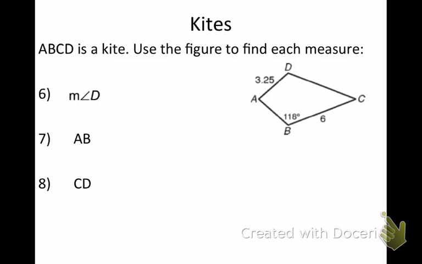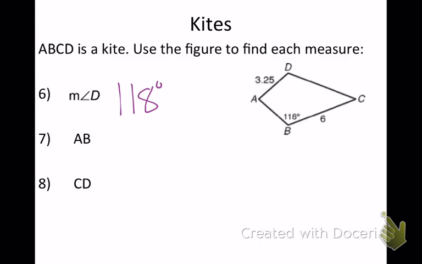All right, take a couple seconds, try these 3 on your own. This is just a little bit of information on kites. All right, number 6. Ty, what do you say here? Angle D. What's angle D going to be? 118 degrees. Why? Angle D is going to be the same as angle B, right? Nice job.